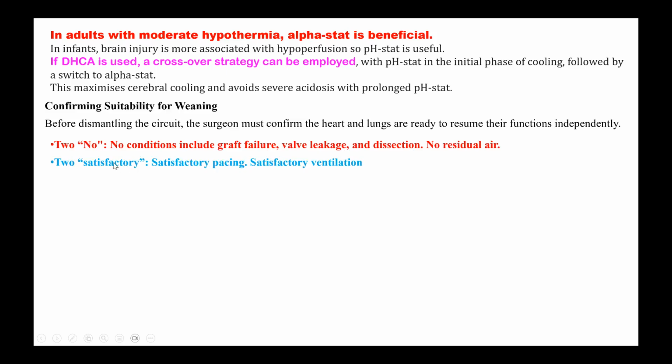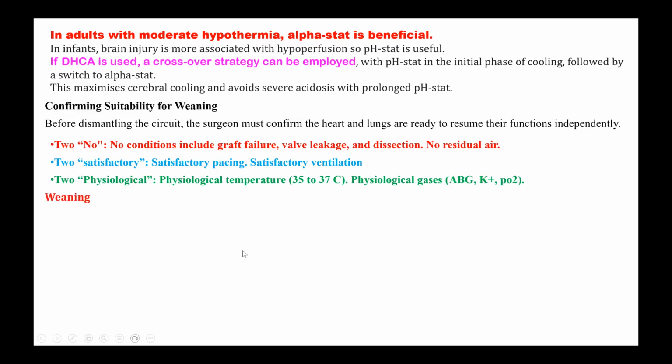Two satisfactory things should happen: satisfactory pacing and satisfactory ventilation. And two physiological parameters: physiological temperature of 35 to 37, and physiological gases, that is ABG, potassium, and CO2. If these things are satisfactory, then we think of weaning from the cardiopulmonary bypass.